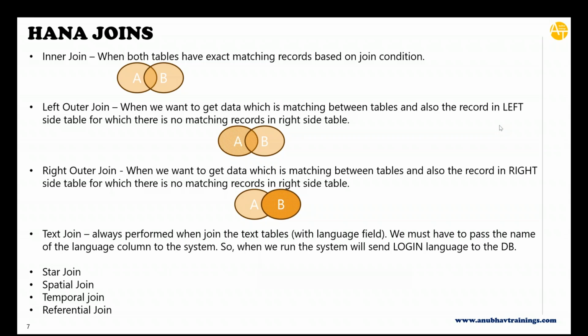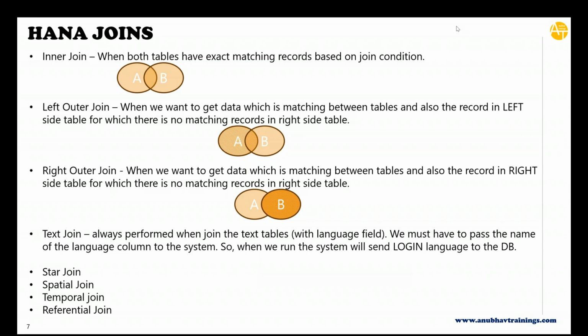Text join is always performed along with the text tables where we explicitly specify a language column. When we choose the language column, we have to specify that so that at runtime when your view runs, the login language will automatically be passed by the system to the view to fetch the text specific data.